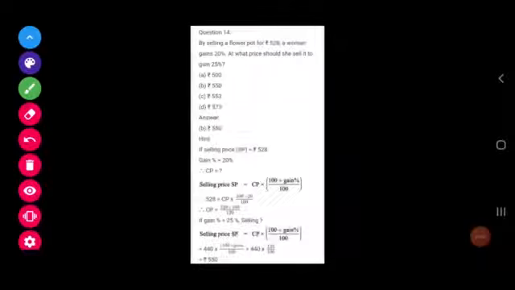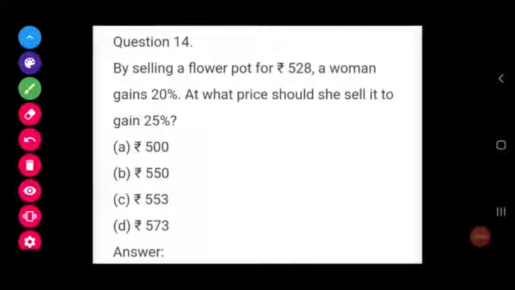Next question number 14. By selling a flower pot for rupees 528, a woman gains 20%. At what price should she sell it to gain 25%? Here they have given selling price of the flower pot and then gain percentage. By using these two values, we need to find the cost price. Okay. After that, by using cost price and then gain percentage 25%, we have to find the SP.